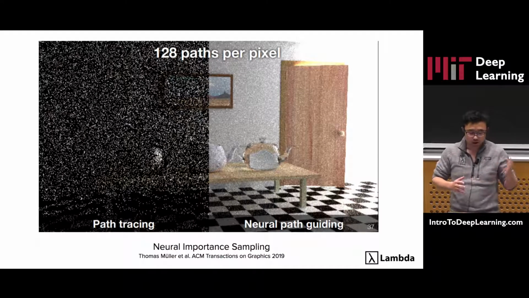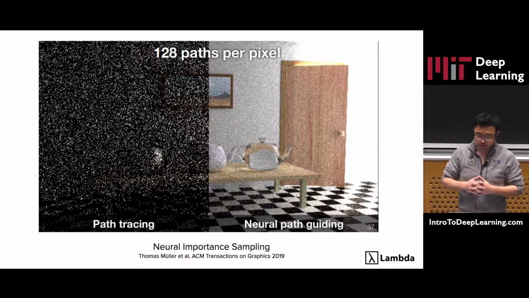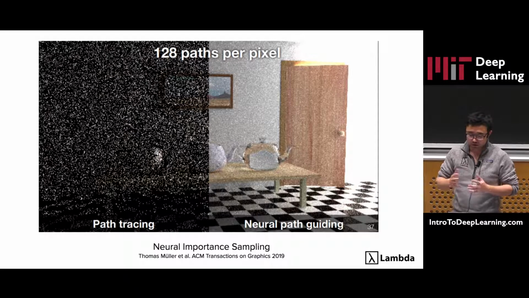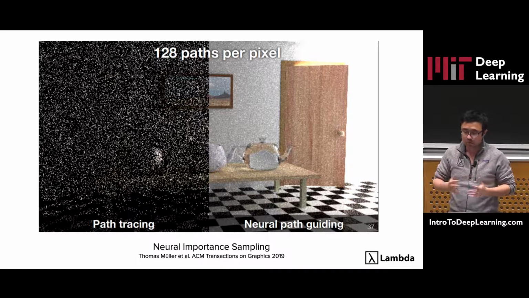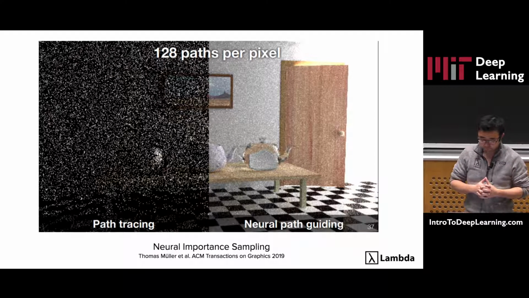And this is the result. On the left is the conventional ray tracing. On the right is the ray tracing with neural impedance sampling, which converges much faster, as you can see here.